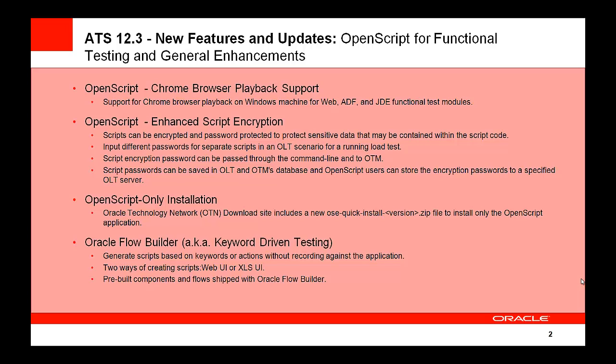Starting with 12.3, there will be an OpenScript-only installer downloadable from OTN. Oracle Flow Builder is a new feature that we've introduced in 12.3, which allows users to generate scripts based on keywords without recording against the application. The script can be created via web or Excel user interface. Oracle Flow Builder is shipped with 3,000 pre-built components and 200 pre-built script and flows.